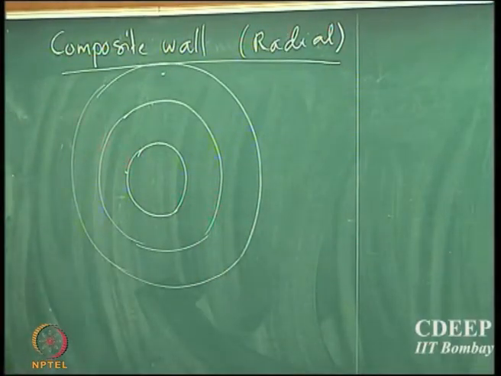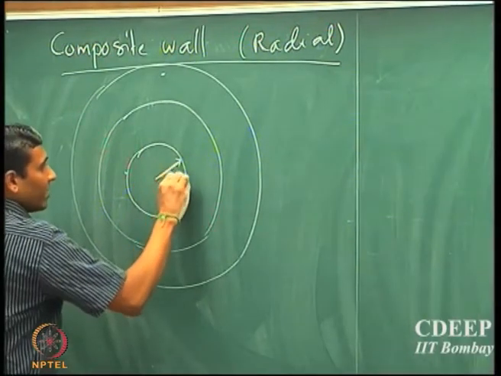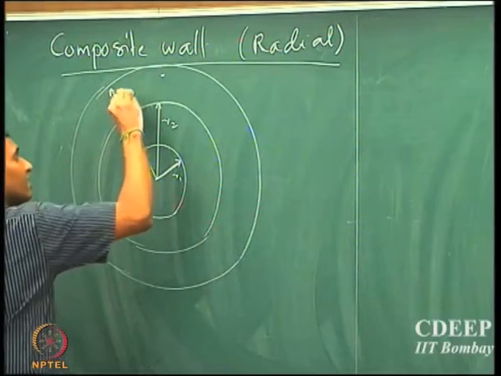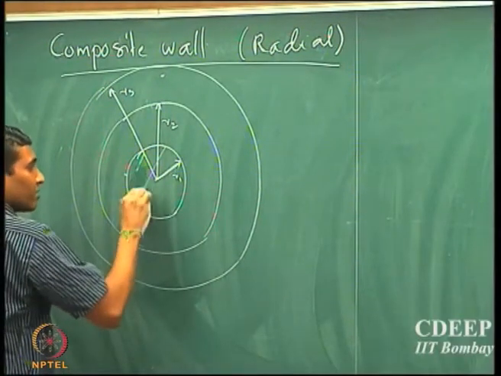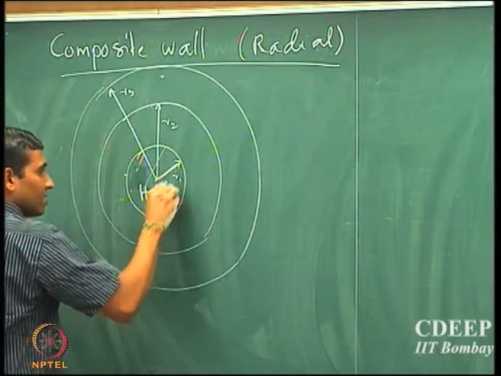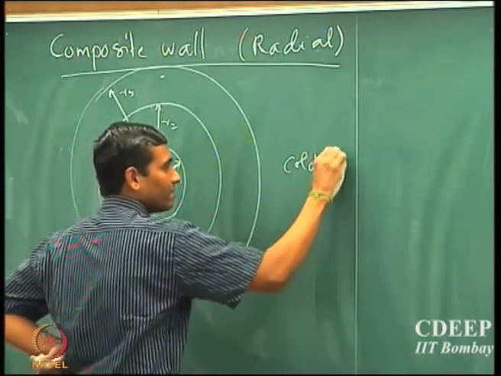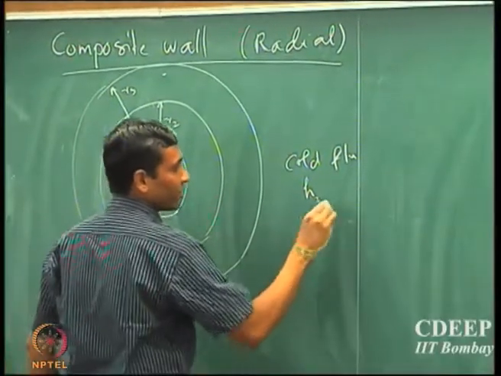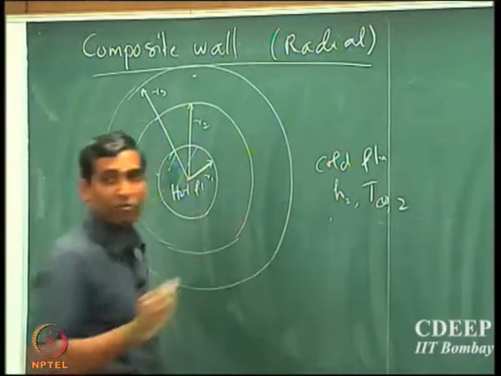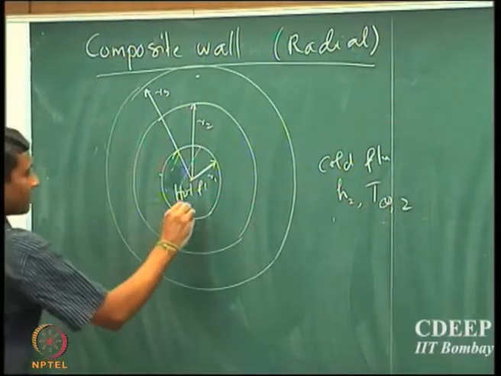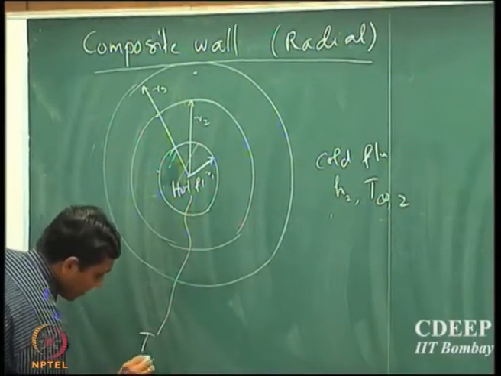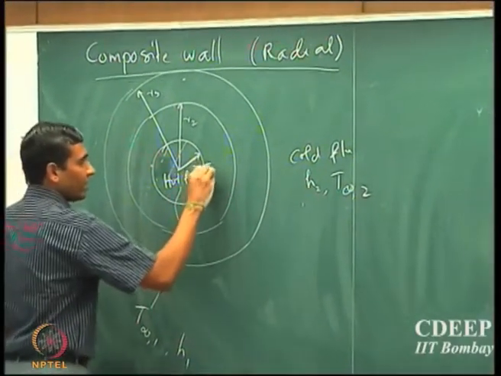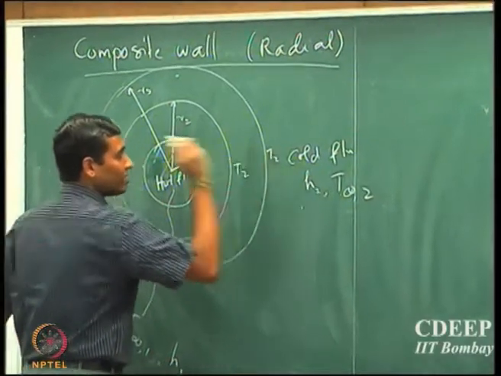Okay, so now if the radii are R1, R2 and R3, and let us say we have hot fluid which is flowing here and cold fluid which is flowing outside, and the heat transport coefficient is H2 and T infinity 2 are the temperatures, and the temperature here is T infinity 1 and H1, and if I know the interface temperatures T1, T2 and T3.